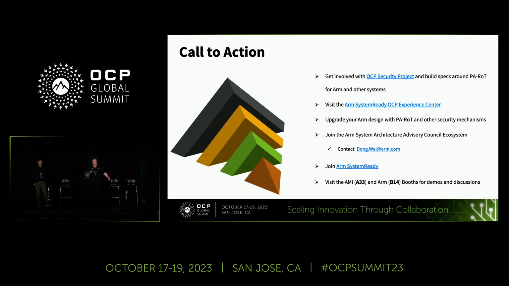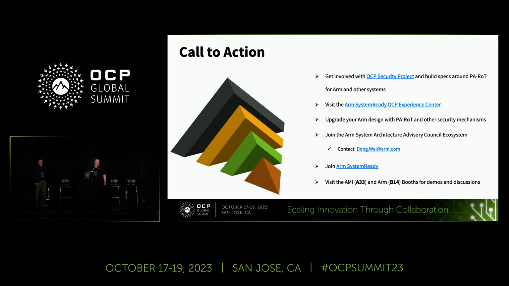In the call to action, one of the key things to do here is to get involved in the OCP security project. We plugged the link there to it, but this group discusses all these topics and is very key to the overall progression of how we secure these platforms. You should also visit the ARM System Ready OCP Experience Center. It's located on the far end of the hall. You should upgrade your ARM designs with PA-RoT and other security mechanisms. And to join the ARM System Architecture Advisory Council, contact Dong right here. We got his email address in there.